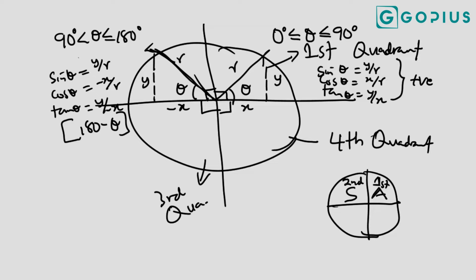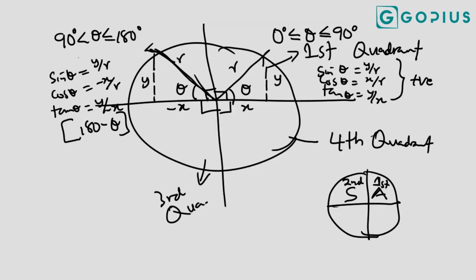If you have to find something like sine 120 degrees, sine 120 degrees means sine of 180 minus 120, which will give you 60 degrees. Sine 120 is the same thing as saying sine 60 degrees, because 180 minus 120 will give you 60 degrees. And sine 60 degrees is root 3 over 2. So that means I'm going to have the same positive value.